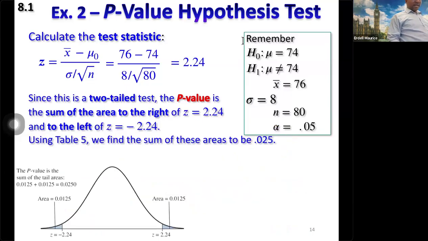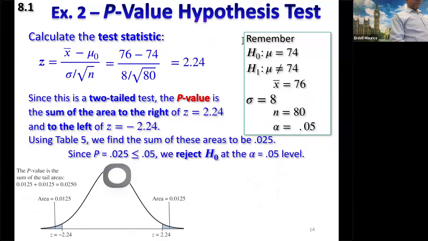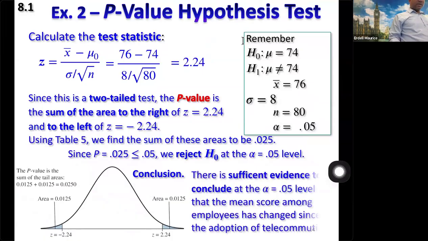So again, you get your two areas. When you add them together, you get 0.025, and 0.025 is less than 5%, and so we have to reject the null hypothesis. You okay? Okay. So since the p-value is less than the alpha level, we reject the null. So in other words, for conclusion, we're going to say there is evidence to conclude that the mean score among employees has changed because of the adoption of telecommuting. Questions there?